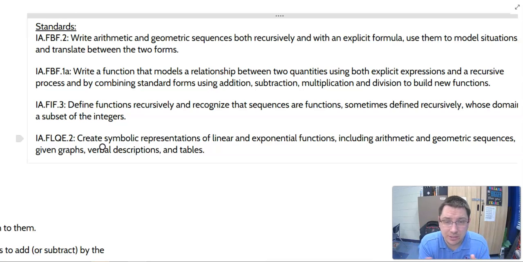You see a theme here with these. FIF3, defining functions recursively and recognize that sequences are functions, sometimes defined recursively. And then finally, FOQE2, creating symbolic representations of linear and exponential functions, including arithmetic and geometric sequences, given graphs and verbal descriptions and tables. We're going to mostly look at the verbal descriptions and tables for this section, and we'll deal with graphs as we go a little bit further along. So let's go ahead and look at some definitions that we need to know for this section.